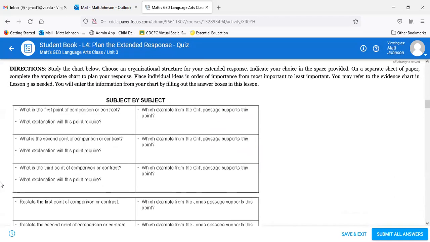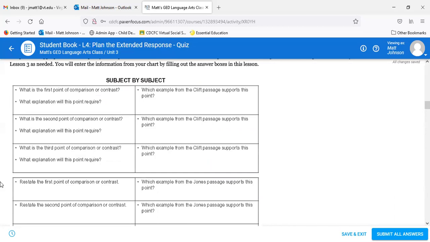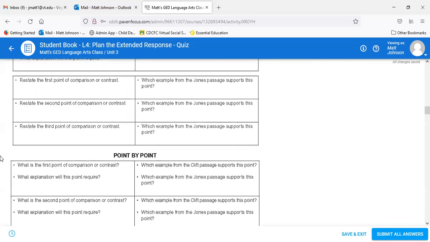So looking here, what they have for subject by subject, right? What's the first point of comparison? What explanation will this point require? They want you to have this as an outline, and then which example from Cliff's passage supports this point? And you continue to do that for each point in Cliff's passage, or in the first writing for the first author. And then you do the same again, restating the first point of comparison or contrast.